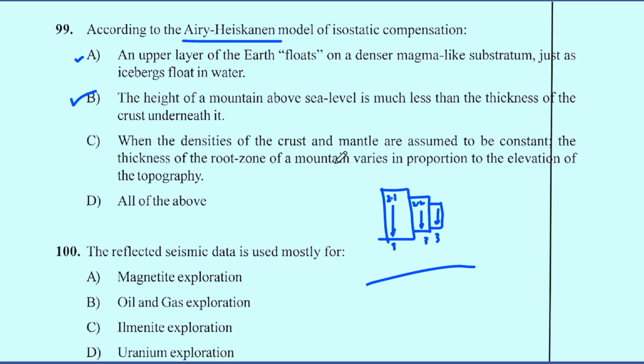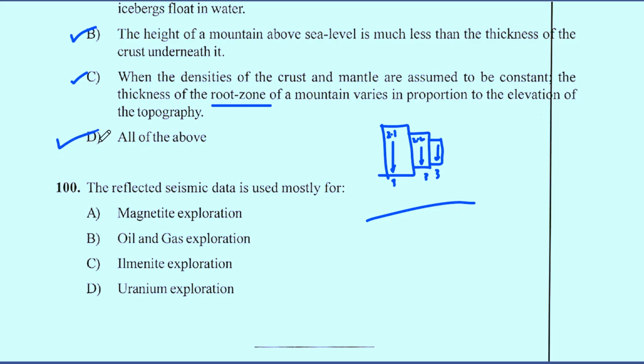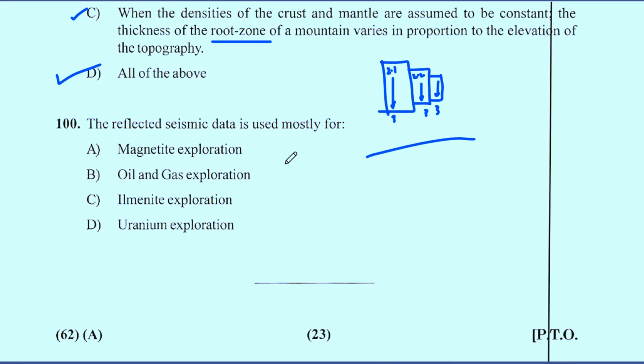Next option is when the density of the crust and mantle are assumed to be constant, the thickness of the root zone of the mountain varies in proportion to the elevation of the topography. Okay, it is also true. This concept is a little deeper, it is not as easy, because numerical type questions are also built using this. Anti-root, root zone. So the right option is all of the above. The next question is the reflected seismic data used for oil and gas.